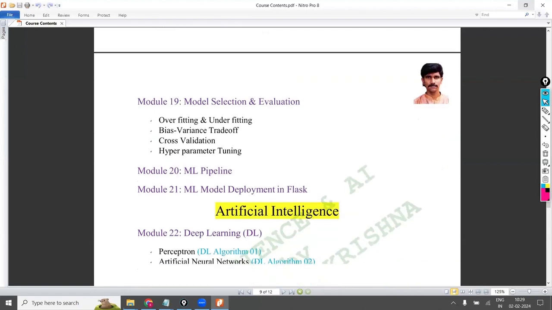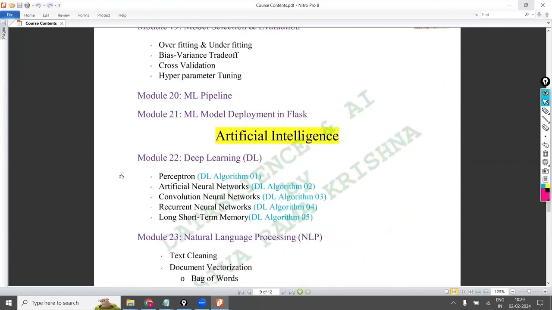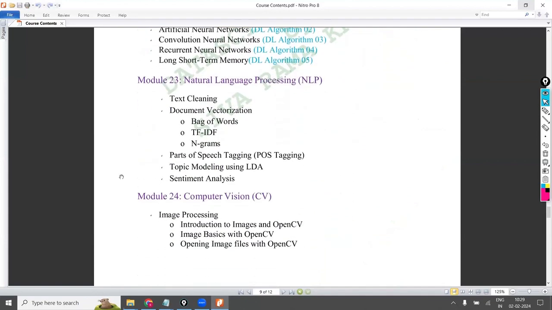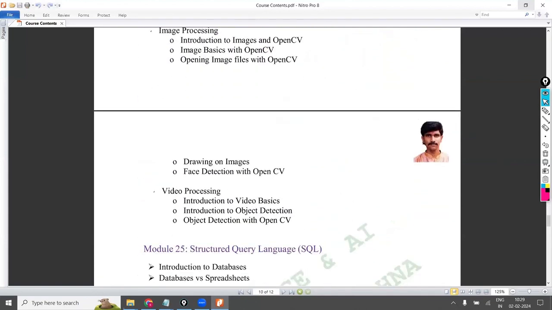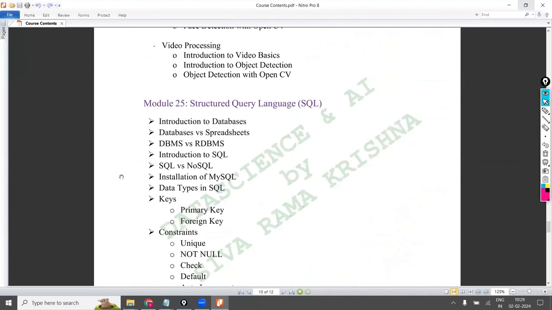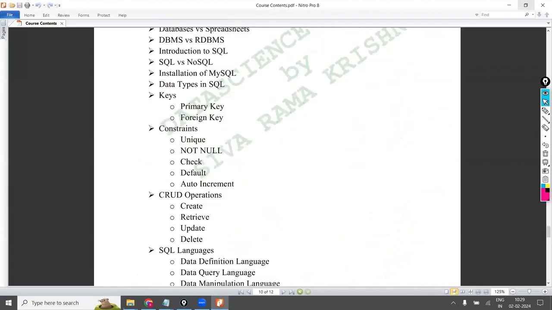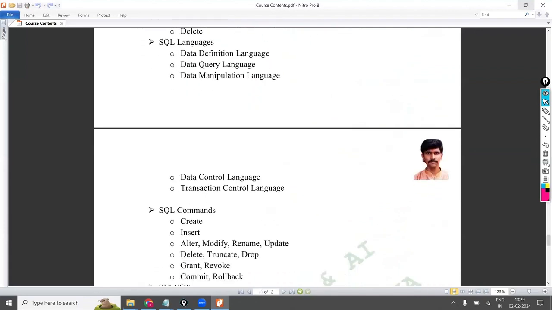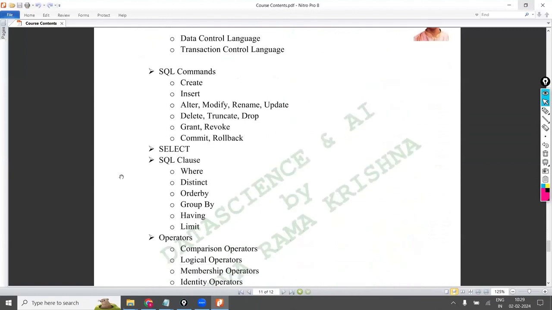Okay. Now, in artificial intelligence, we are going to cover deep learning, natural language processing, computer vision, with respect to all these things, and along with SQL. Okay, SQL, and within the SQL, we are going to work on what is related to data science. SQL for data science, not complete SQL. SQL for data science. If you are interested as a SQL developer, then don't join this course.